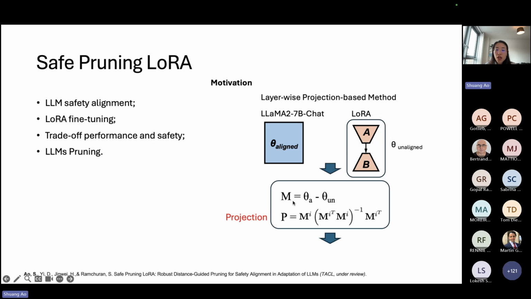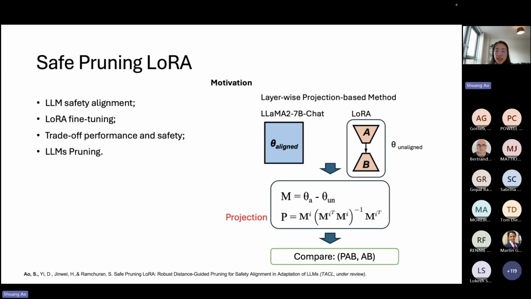In each layer, we subtract them and then create a subspace by this projection method. It means that when we compare the projected LoRA weight and the LoRA weight, if the similarity is high, this LoRA weight is falling inside the safety alignment subspace. Otherwise, it changed too much, so we need to either replace it or filter it out. So this is the base idea.